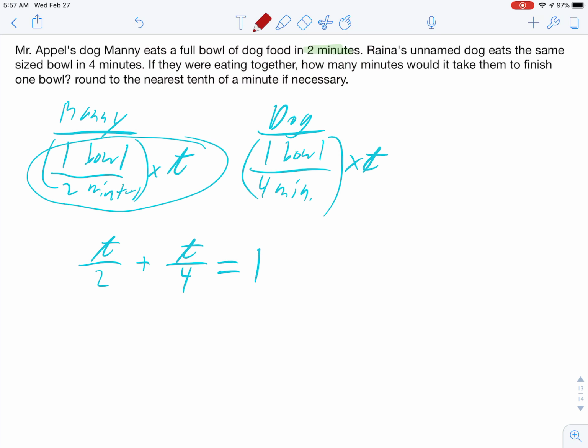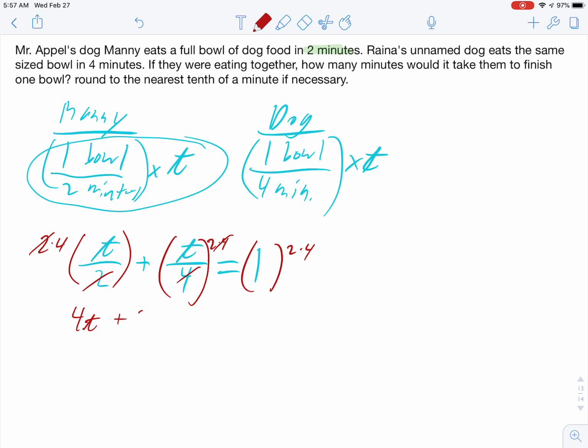We're trying to clear out the fractions, so I'm going to multiply everything by the 2 and also the 4 to clear out all the denominators. Not the only way to solve this, but it's how I like to do it. So let's cancel those 2's and we get 4t. Let's cancel those 4's and we get 2t. And then 1 times 2 times 4 is 8. And now we've got a nice simple equation to solve.